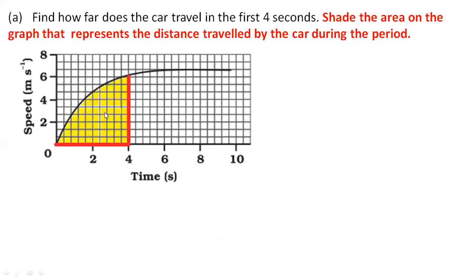So this is the shaded part, right? We have solved the second part first. The second part is to shade the area in 4 seconds. So we have shaded it. This is the area which we are talking about. So the second part is done. What was the first question? They are asking how far the car has traveled. That we can calculate. All we need is the area under this particular curve.